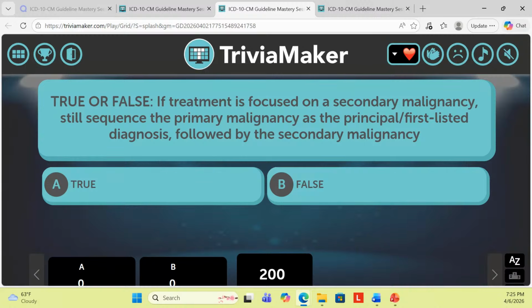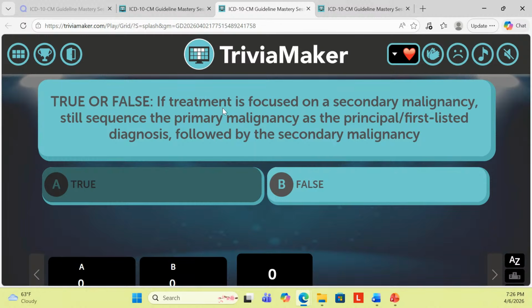All right. I thought I was being sneaky with this one. Yes, so this is indeed false. Guideline specifically states if treatment is focused on a secondary malignancy, you're going to sequence the secondary malignancy as your principal or your first listed diagnosis, because that is what they're getting treatment for. And then you are going to follow it up with the primary malignancy as the second code. So again, this is just going to be flip-flopped. So if you caught that, then amazing job. And if you didn't, hopefully the explanation made sense.